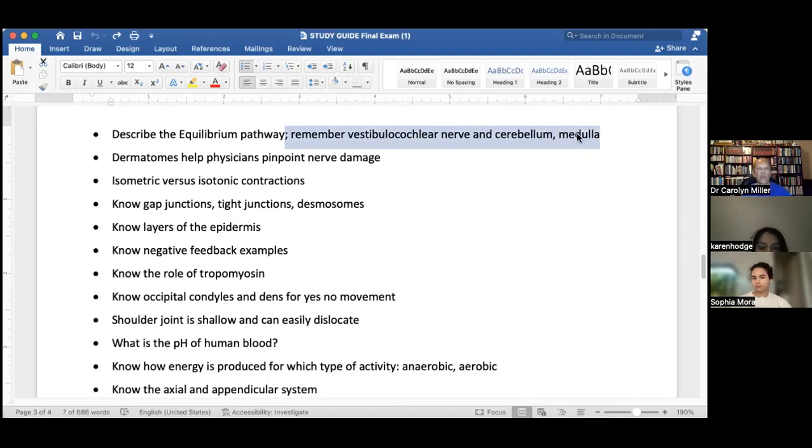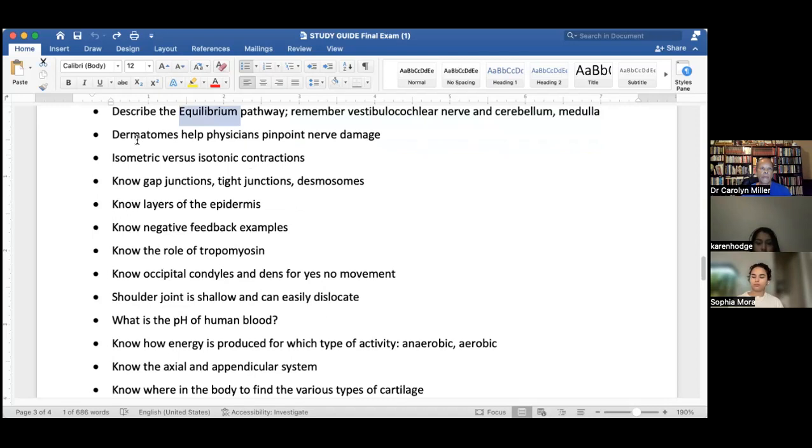For the equilibrium pathway, again, everything on the exam is multiple choice. Know that input will be from the vestibulocochlear nerve, the cerebellum, and the medulla, helping us maintain equilibrium. The dermatomes, that was on your last exam, to pinpoint nerve damage. Physicians have pinpointed where every nerve is; we learned them in the plexuses: the sacral, the lumbar, the cervical, the brachial.